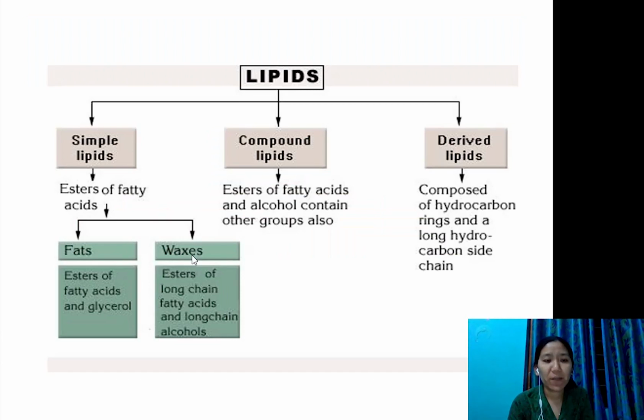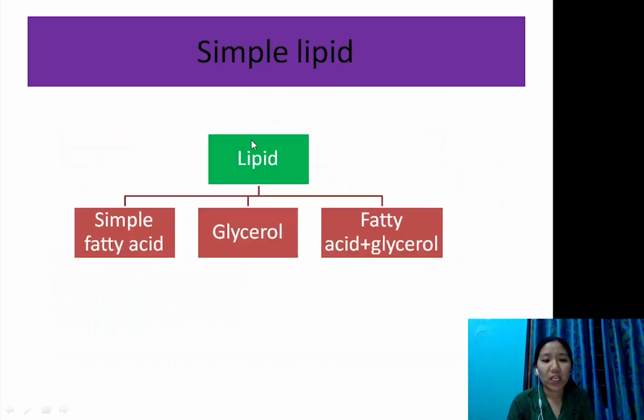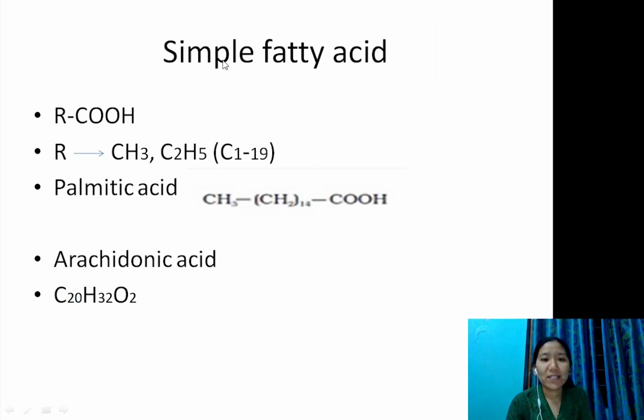First one is simple lipid, and this simple lipid can be fatty acid only, or glycerol only, or fatty acid esterified with glycerol. So you can have simple lipids of 3 types. First we'll look at simple fatty acid. Fatty acids are a carboxyl group attached to an R group. This R group can be methyl, ethyl, and so on. The number of carbons can range from 1 carbon to 19 carbon.